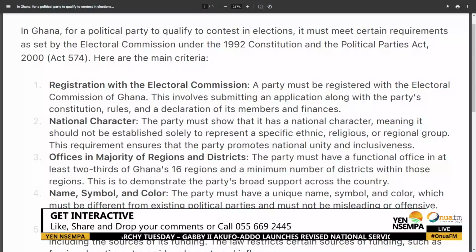Yes. So first of all, it's a registration with the Electoral Commission. A party must be registered with the Electoral Commission of Ghana. This involves submitting an application along with the party's constitution, rules, and a declaration of its members and finances.